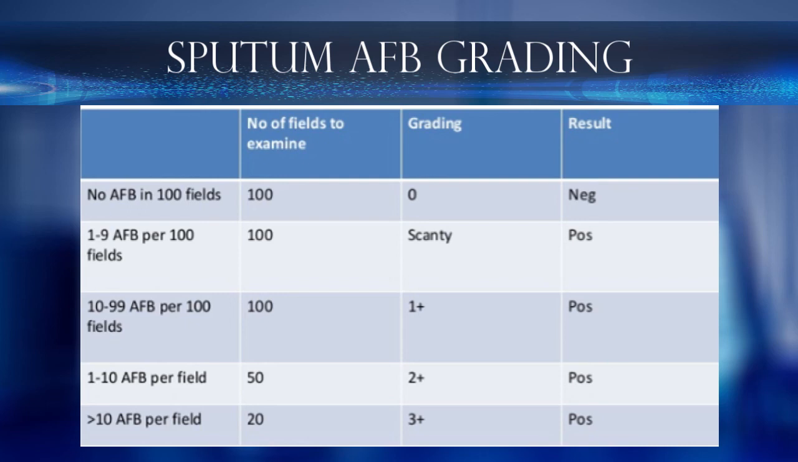1 to 10 AFB per field, observed in 50 fields, grading is 2 plus and result is positive. More than 10 AFB per field, observed in 20 fields, grading is 3 plus and result is positive.